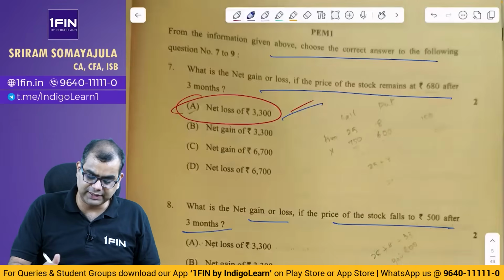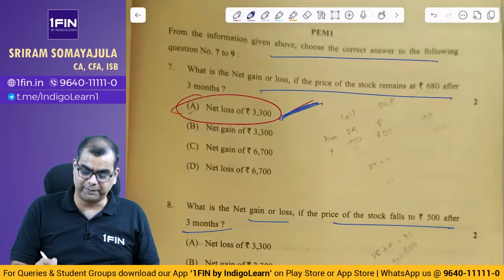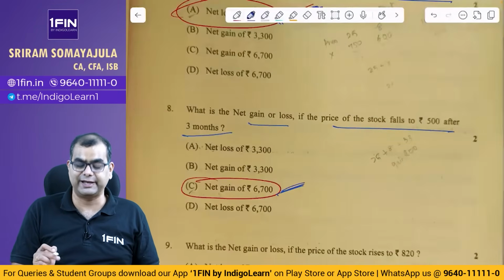So 10,000 minus whatever is the premium that you have paid. So basically 6,700 is the net gain.